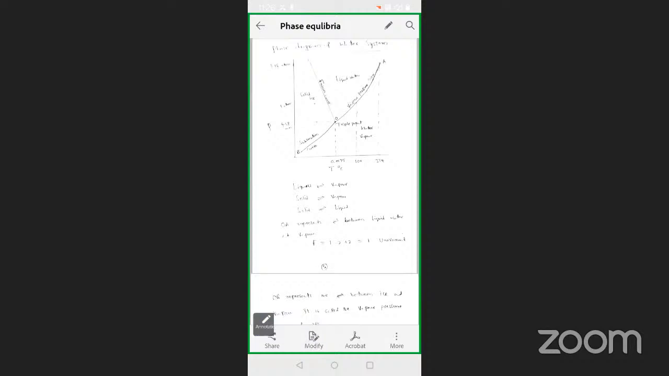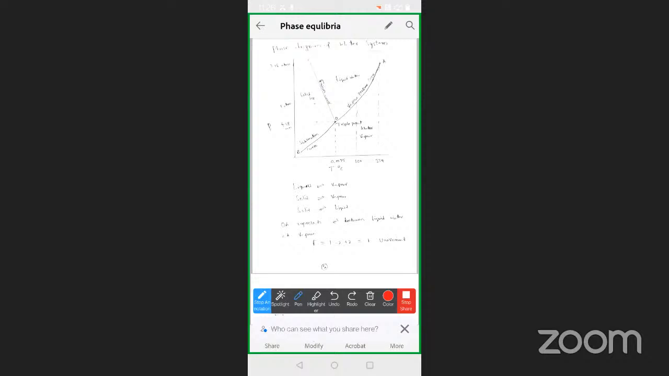So OA represents equilibrium between liquid water and vapor. Now for this curve, since there are two phases, F equal to C minus P plus 2. C is one component, water is one component in any phase, and the phases are 2. Hence, 1 minus 2 plus 2 equal to 1. It is univariant.